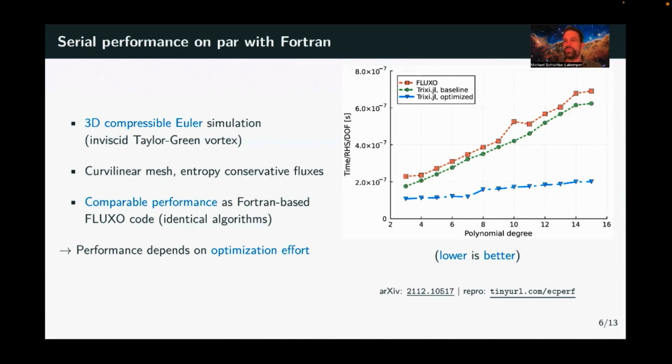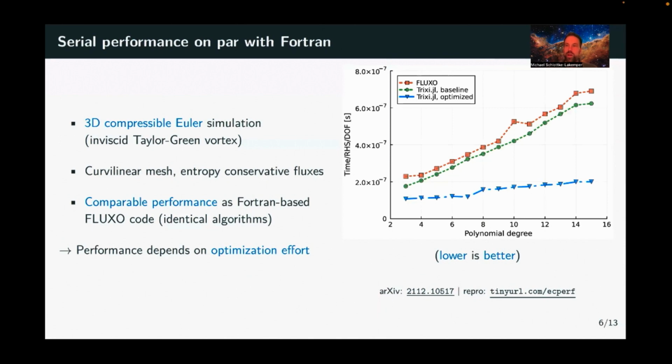It's called Fluxo. And when we look at the result, we see a number of curves. In this plot, lower is better, or lower is faster. The top curve here is Fluxo. For a number of polynomial degrees, we're looking at the time per right-hand side and degree of freedom, so less time is better. The Trixi baseline curve is in green, so this is basically where we started off. Then in this paper, we put in a lot of effort into further optimizing these methods, and we ended up with this blue curve, which was even better than the original implementation.